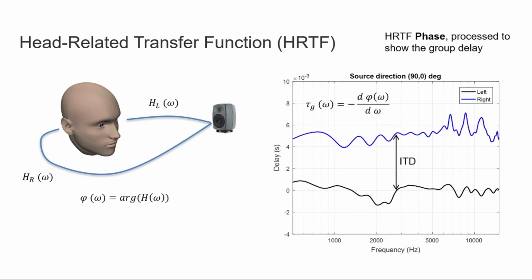The phase information in the head-related transfer function contains information about the time delay between the audio signal reaching the left ear and the right ear. For our direction of audio signal directly on the left-hand side, we see that the delay to the right ear is higher. This delay is the ITD, or the inter-aural time difference. We also see that the delay is not exactly constant but varies with frequency. How this variation happens is very personal to each individual.